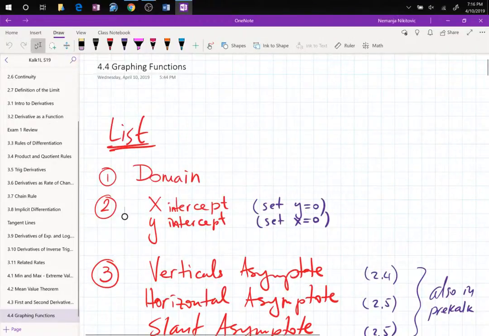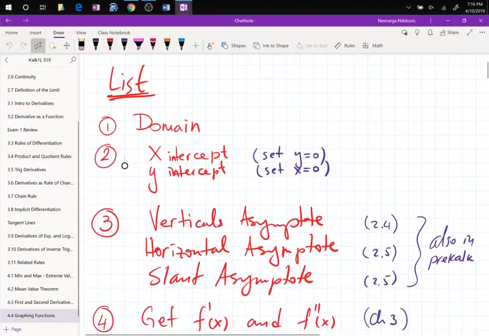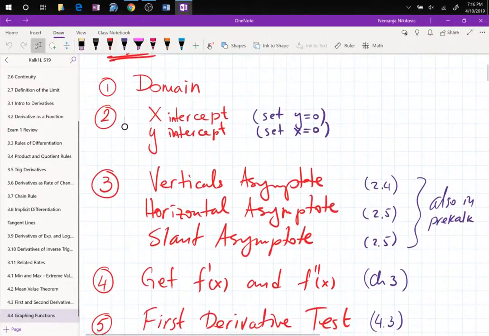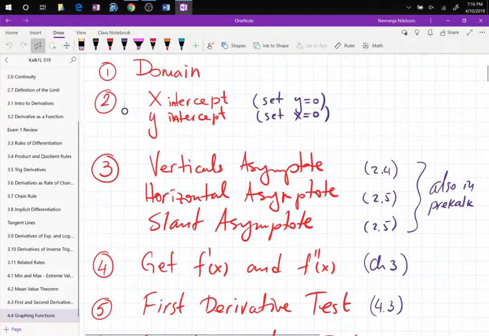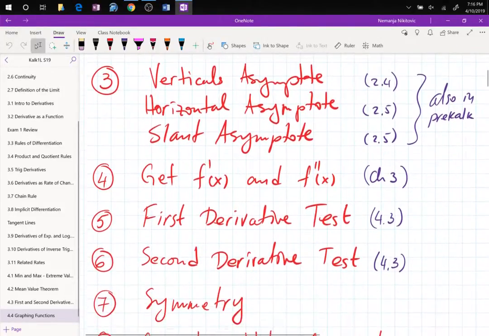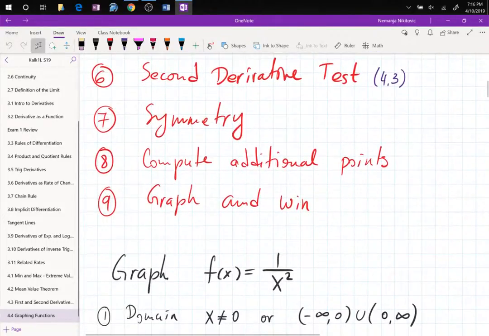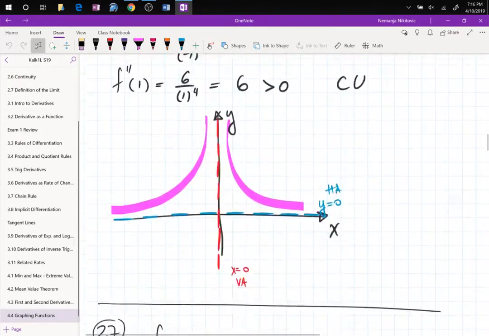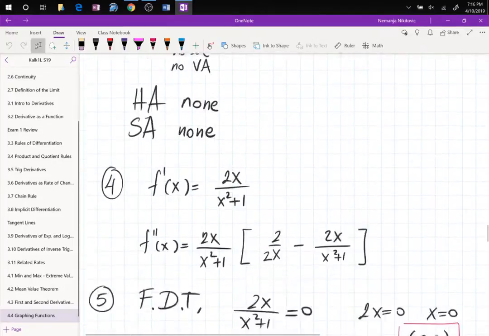Hello and welcome back to Calculus 1 lesson 4.4 part 2, on graphing functions. So we're going to work on two more examples. We have this list of things that we have to calculate: the domain, x-intercept, asymptotes, derivatives, and the first and second derivative tests. And once we have all of that, we are able to draw the function.